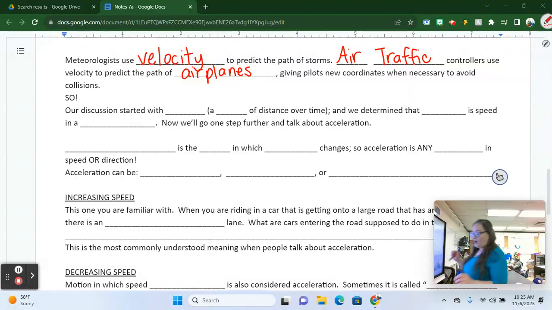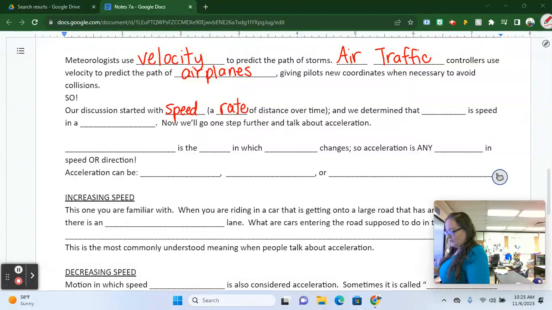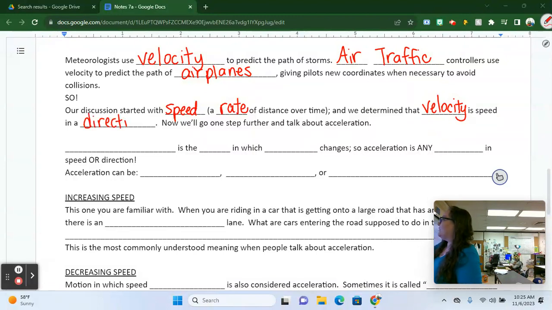All right, so our discussion started with speed, which is a rate of distance over time. And then we added that velocity is speed in a direction. And now we're going to add our next vocabulary word when talking about motion and talk about acceleration. And that's probably the most misunderstood one.